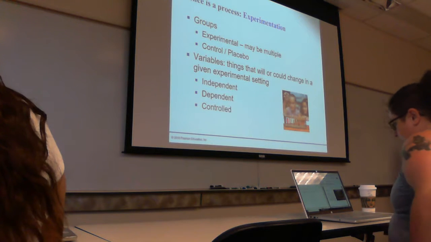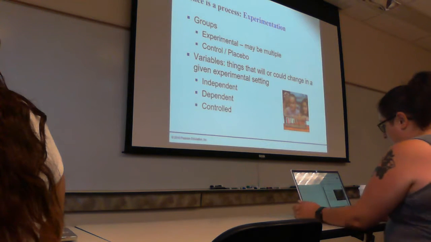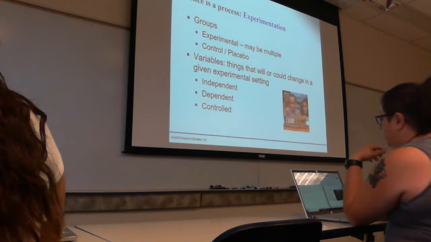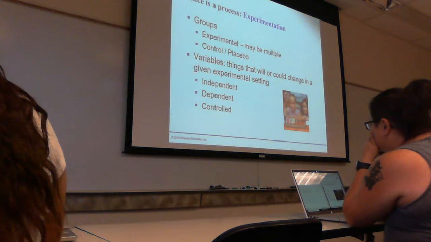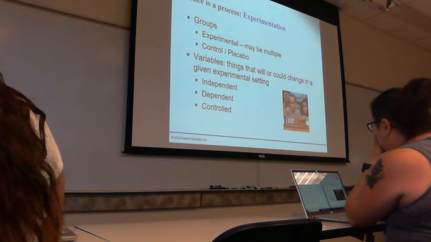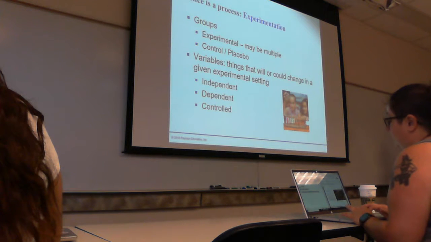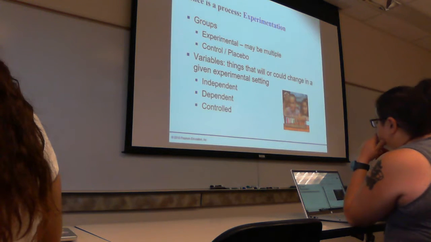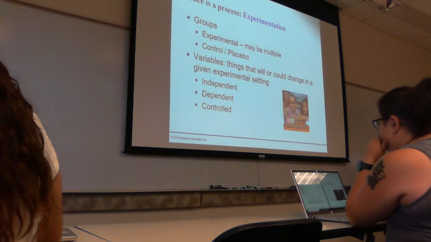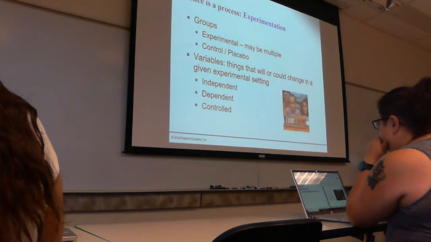So we have a couple of different vocab words, and it's helpful to give examples as we go along. So if something doesn't grab you right now, just keep working through it with me when we go through some examples. We have two main types of groups in an experiment. We have the experimental group, and there can be multiple experimental groups, and then we have a control or a placebo group. And then we have what are called variables. These are independent variables, dependent variables, and controlled variables. So these are things that we may change in an experiment.